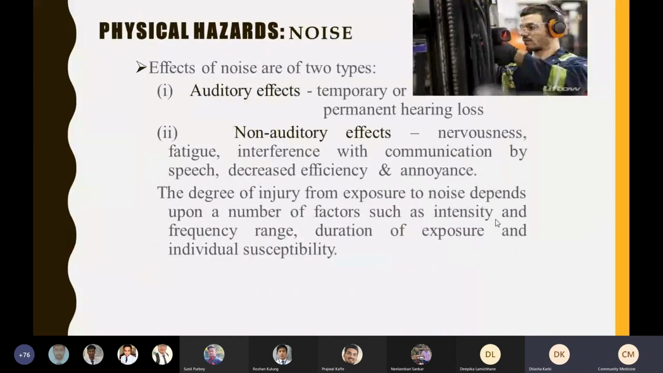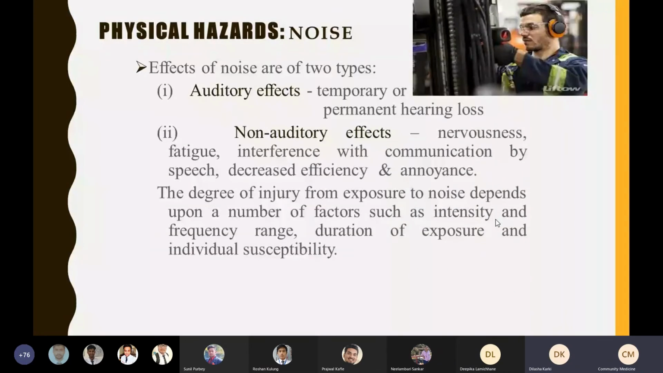Now next is the noise. So I think you have already gone through noise pollution, no? When the workers are faced with high exposure to noise, there are chances of auditory effect, and next is the non-auditory effect. So auditory effect means it is the harm in the hearing, isn't it? It is the harm in the ear.